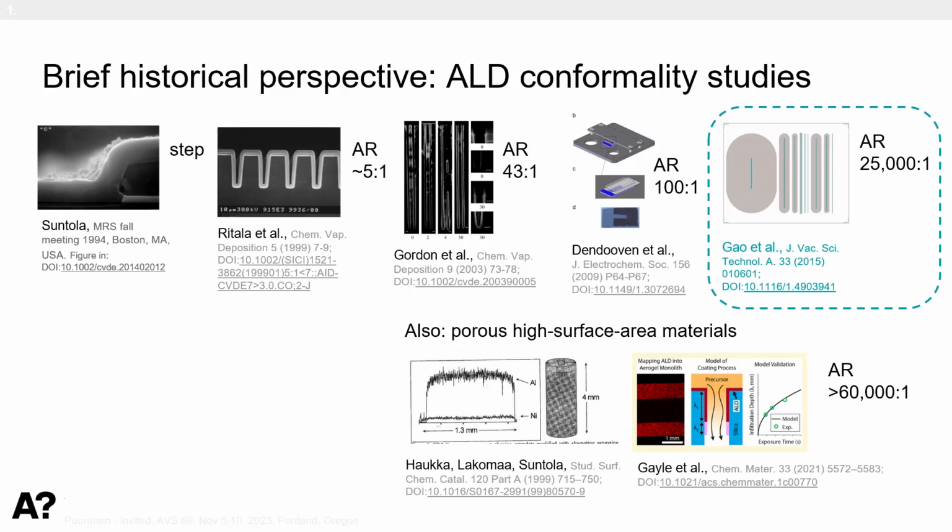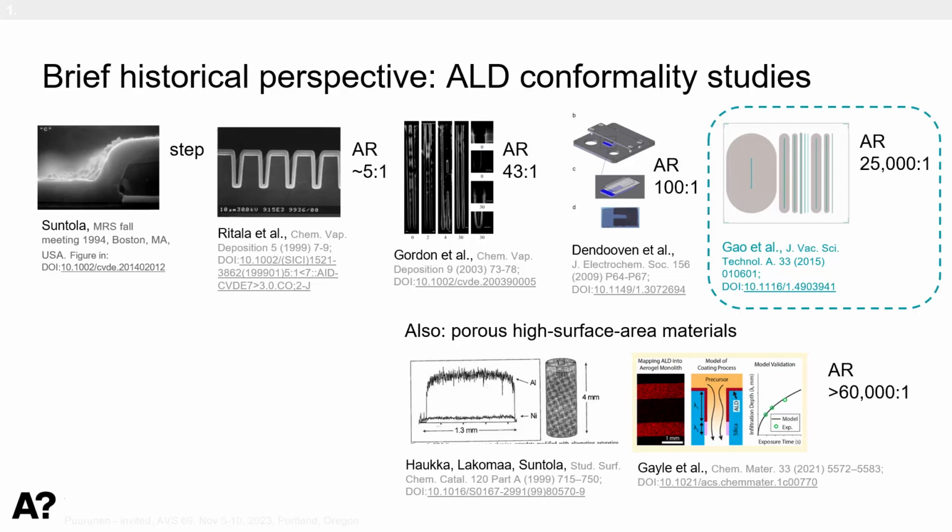There's a nice example, quite famous, by Ritala et al., 1999, with aspect ratio of 5:1 trenches coated. Then there are circular holes with aspect ratio 43:1, demonstrated in a paper by Gordon et al., where they also came up with a model that's been used a lot.